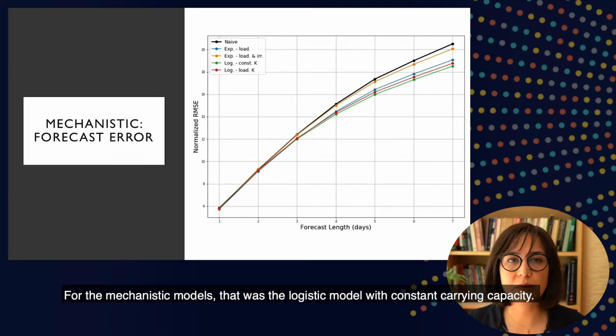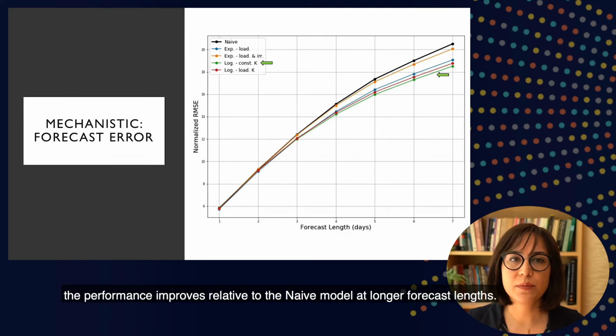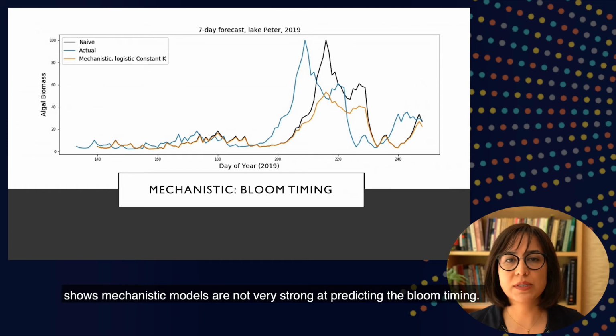For the mechanistic model, that was the logistic model with constant carrying capacity. As you can see, while forecast error increases with forecast length, the performance improves relative to the naive model at longer forecast lengths. Comparing 7-day forecast of the best mechanistic model with actual values and naive forecast shows mechanistic models are not very strong at predicting the bloom timing.